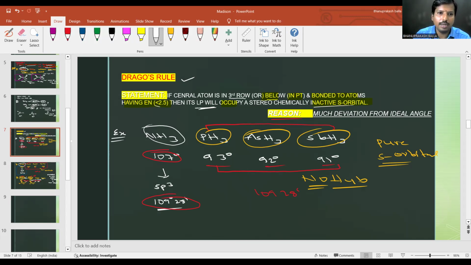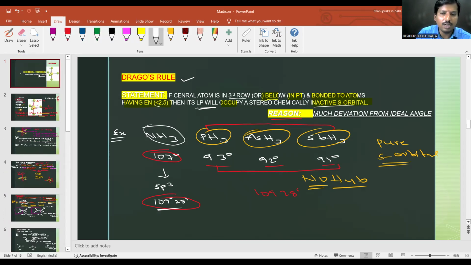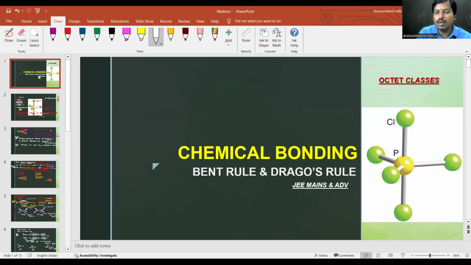I hope you understood this today in this session. I mainly covered both chemical bonding concepts, Bent's rule and Drago's rule, and applications of both. So thank you.